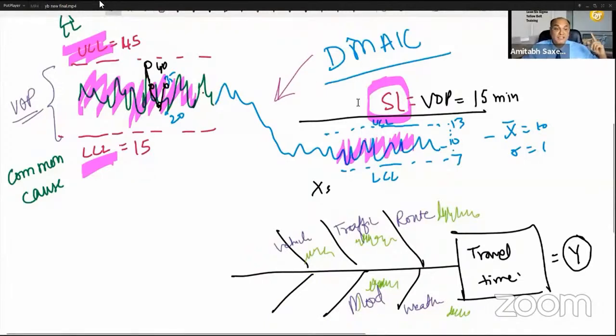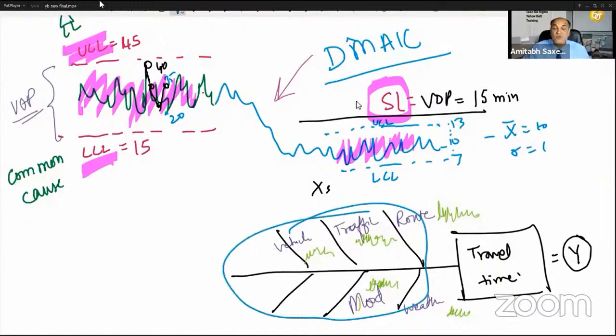Then you have to identify which of the processes is the root cause. So many X factors are there. Which of them is affecting why I'm at 30? Of course, I just took an example of traveling time.